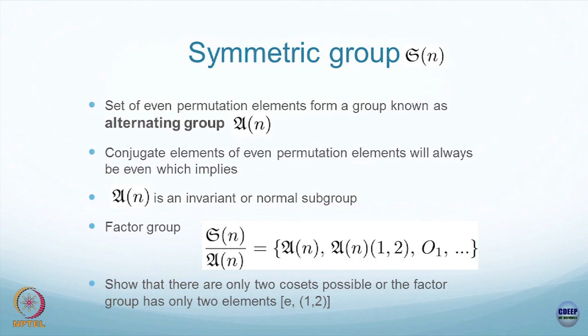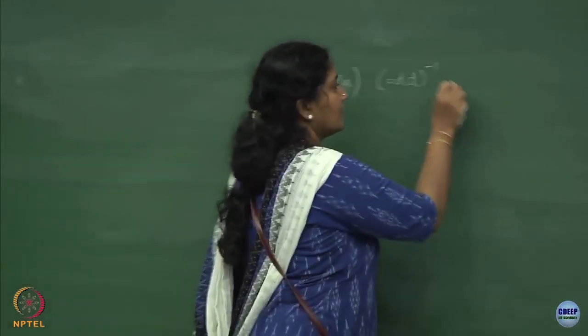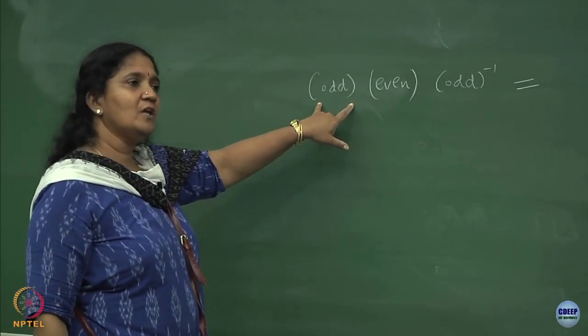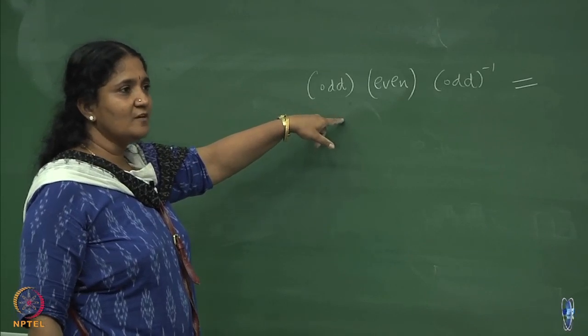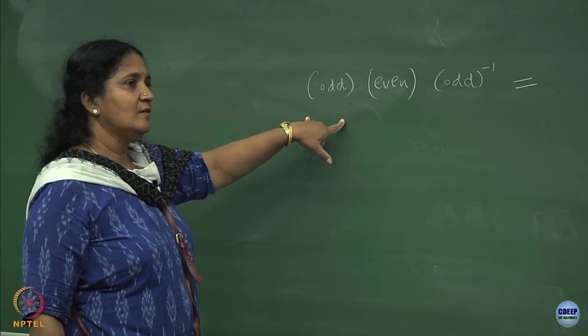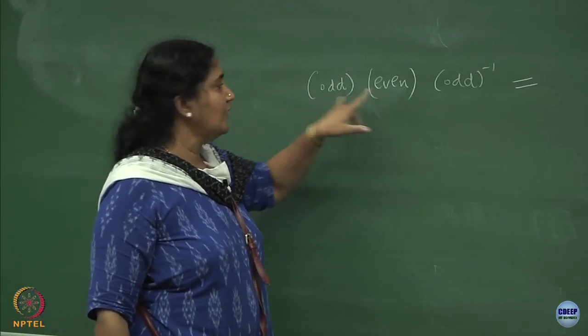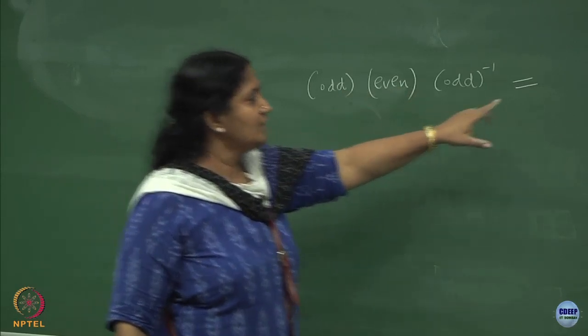So, clearly if you do conjugation with even permutation elements, so suppose you take, let me call it an even permutation element, some kind of even element here. Okay. If you put an odd here, and the inverse of that odd element, what do you expect? Odd permutation means, how do you check whether the permutation is odd or even? You write the cycle structure as products of transpositions. If there are an even number of transpositions, then it is even. If it is an odd number of transpositions, it is odd. Now, for an even permutation element, if I do a conjugation, will this be even or will this be odd?